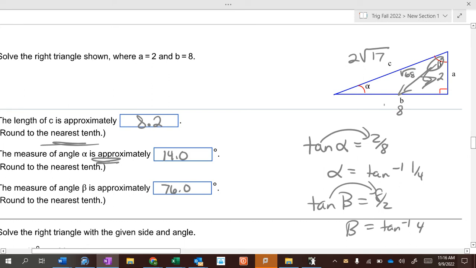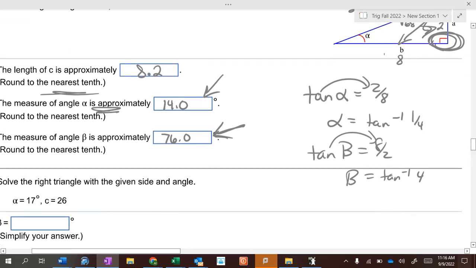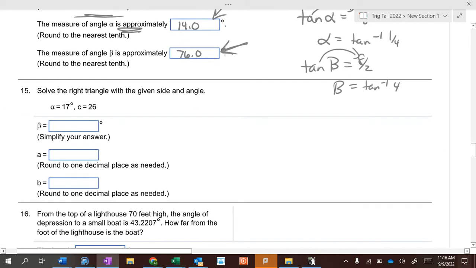76.0. What's 14 plus 76? 90. How many degrees are there in a triangle? Did I even need to calculate this out on a calculator? No. Once I know this is a right triangle, so this is 90, and once I know this is 14, I should be able to subtract and get this as 76. To double check, you can always do the tangent, but you should be able to do that.